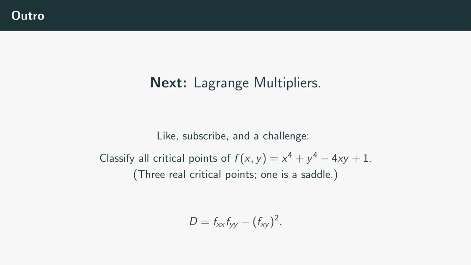Here is today's challenge. Classify all critical points of f of x, y equals x to the 4th plus y to the 4th minus 4xy plus 1. There are 3 real critical points, and one of them is a saddle. Find them all and run the test.